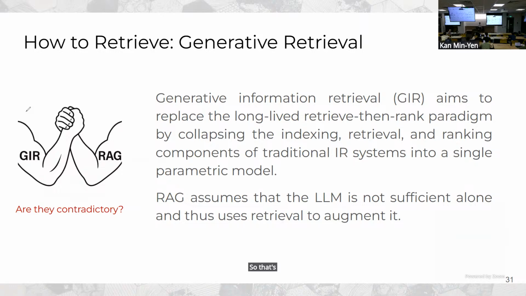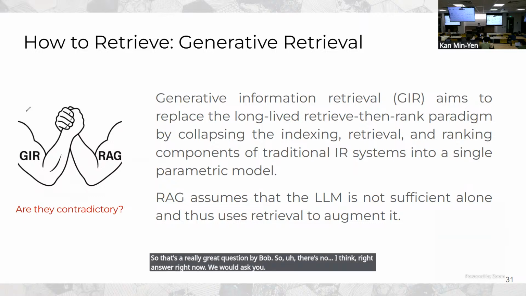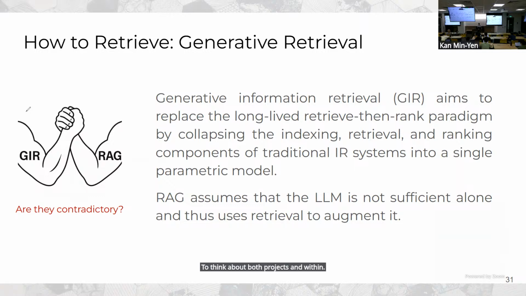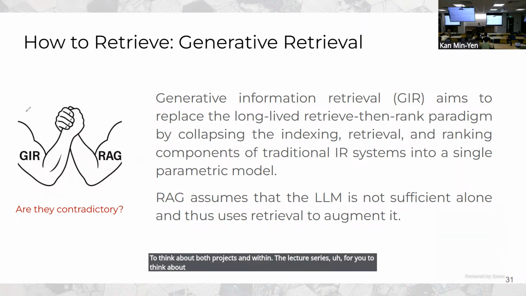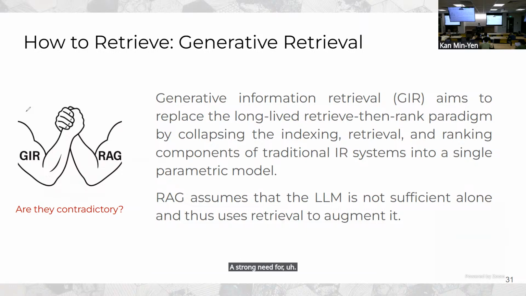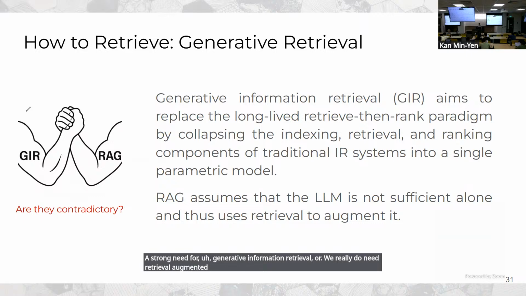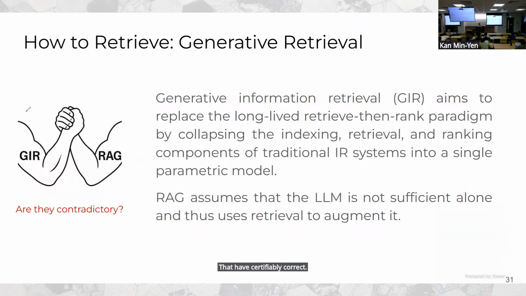So that's a really great question by Vaibhav. I think there's no right answer right now. We would ask you to think about both within your projects and within the lecture series, how this comes out. Whether you think there's a strong need for generative information retrieval, or we really do need retrieval augmented generation, where we're retrieving from data stores that have certifiably correct, authoritative information. Yes, it's an open question. Okay, questions?